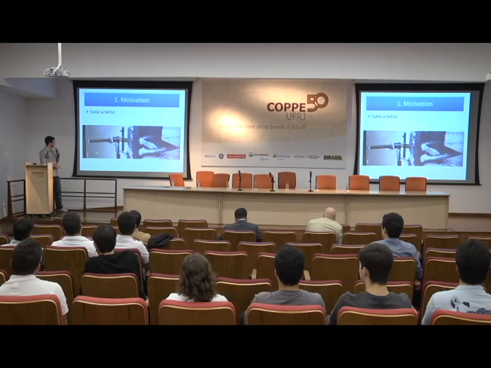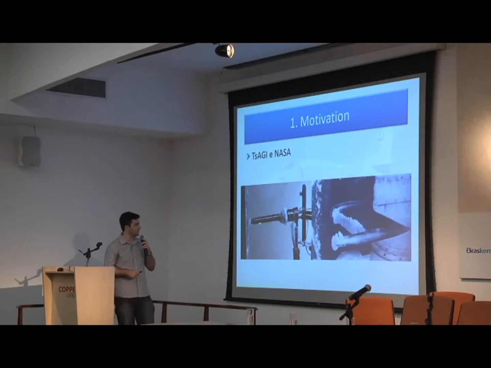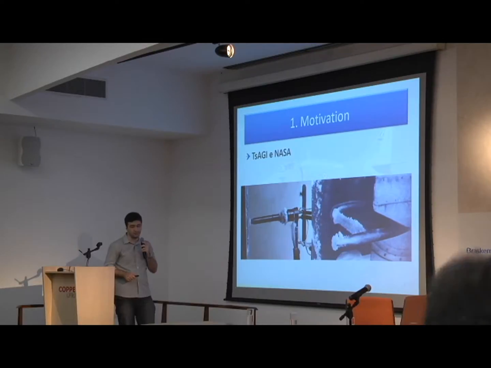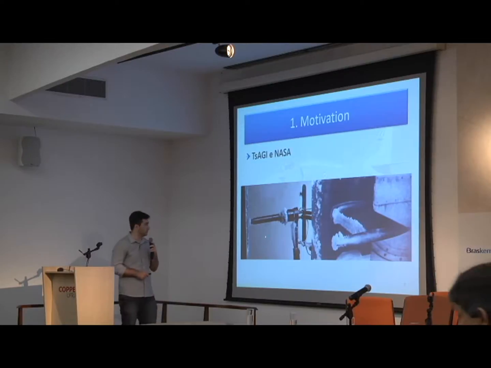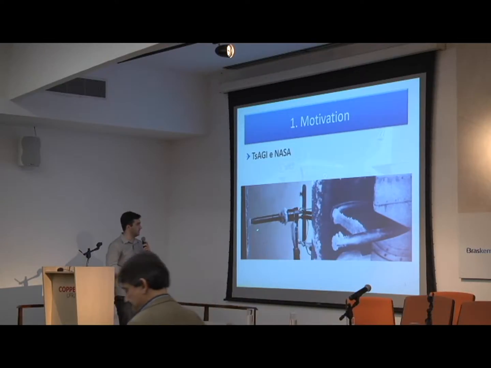Here we see the icing on pitot probes. This one comes from Tesagi in Russia, and this one is an old test done by NASA. You can see that the ice is concentrated on the stagnation point and on the support, but the support is not that functional on those probes. So the main portion that we should look at is the stagnation point, this end here.